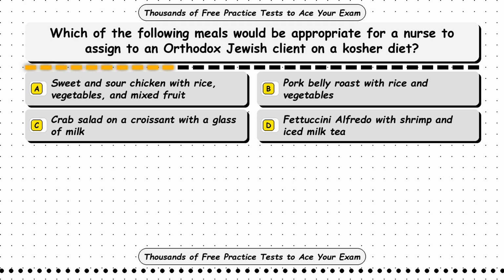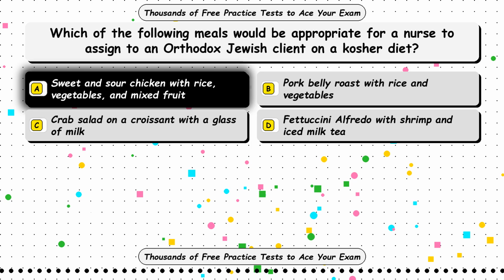Option A, sweet and sour chicken with rice, vegetables, and mixed fruit. Option B, pork belly roast with rice and vegetables. Option C, crab salad on a croissant with a glass of milk. Option D, fettuccine alfredo with shrimp and iced milk tea.